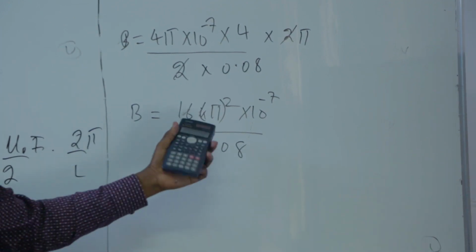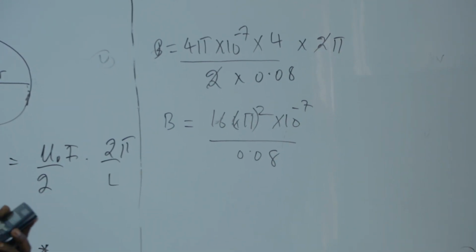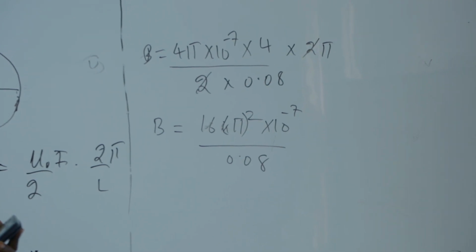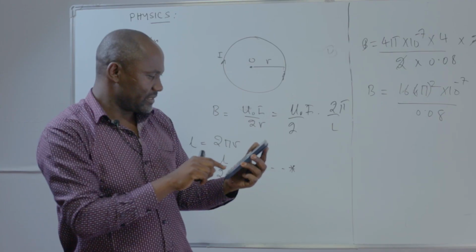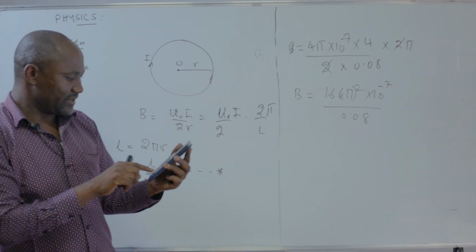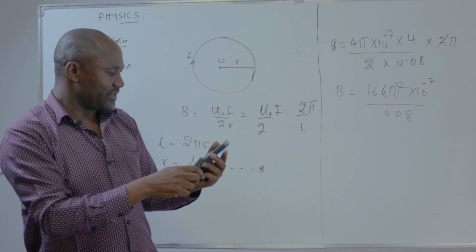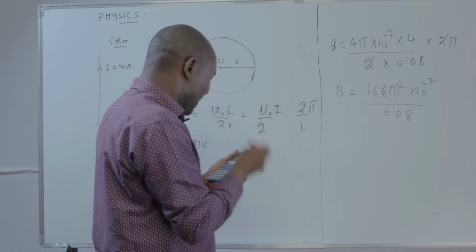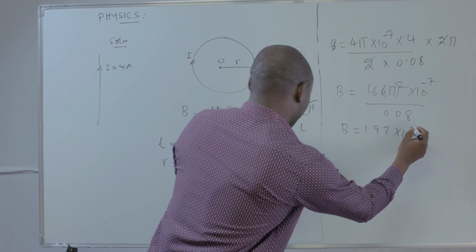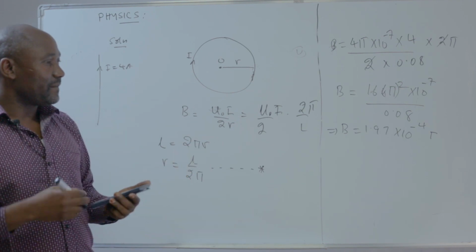Okay, let's start by finding the value of B at the center of this circular loop. So we compute using our calculator. 16 times e power negative 7, you get something like that, divided by 0.08. This gives us 1.97. Our B equals 1.97 times 10 negative 4 Tesla. This is for a circular loop.